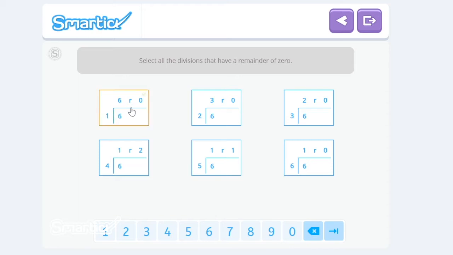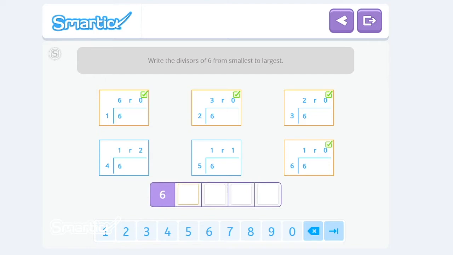So this one has a remainder of 0. This one, oh, not this one, and lastly this one. Perfect. Now write the divisors of 6 from smallest to largest, the numbers that divide 6 exactly. Okay, so the divisors from smallest to largest, it would be 1, 2, 3, and 6.